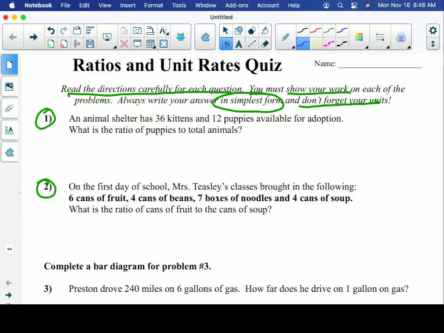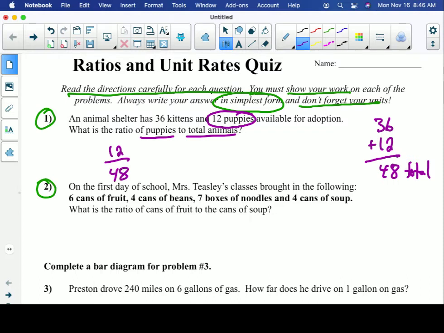So question 1 says, an animal shelter has 36 kittens and 12 puppies available for adoption. What is the ratio of puppies to total animals? So what happened is, for a lot of us, we just took the two numbers in the problem, shoved them into our answer, and thought we were done. We didn't read carefully for what the ratio was actually asking for. The ratio asked for the number of puppies, 12, to the total number of animals. Well, if there's 36 kittens and 12 puppies, that means there are 48 total animals.